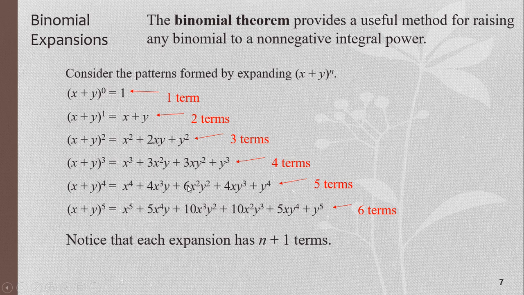And you'll notice also that the x terms go in descending order. So here I have x to the 5th, x to the 4th, x cubed, x squared, x, and x to the 0th power is just 1. And the y terms go in ascending order. So here's y to the 0th power, which is just 1, y to the first, y squared, y cubed, y to the 4th, y to the 5th, and so on. And we will go into much more detail next class to explain that.